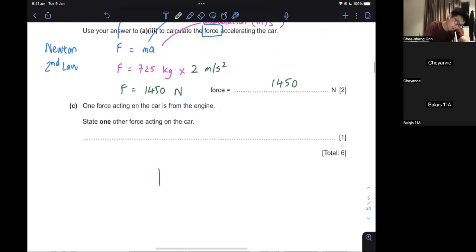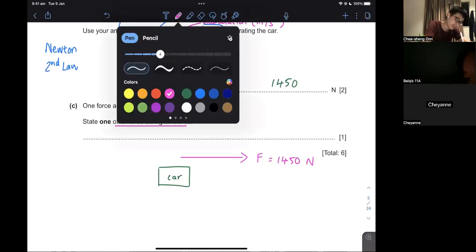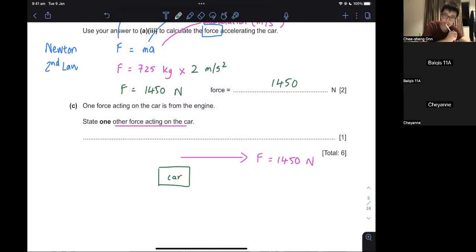Okay, so now one force acting on the car. So this is the car. They say that it is moving forward because it is accelerating. So that is your 1450 Newton. What is one force acting on the car? So what do you think about this? What other force is there on the car? Friction. So which direction is the friction then? Is it in the same direction as the force? Opposite. Opposite, because that is what friction means, okay?